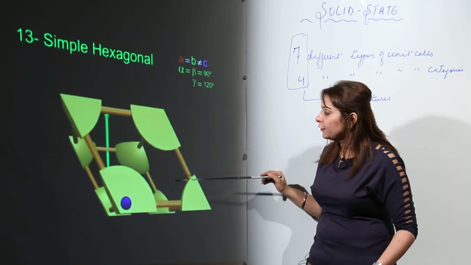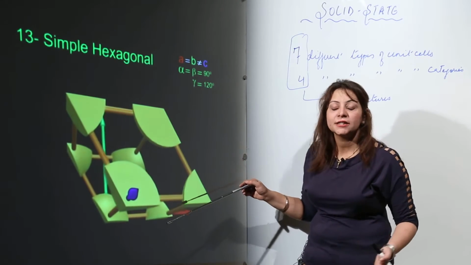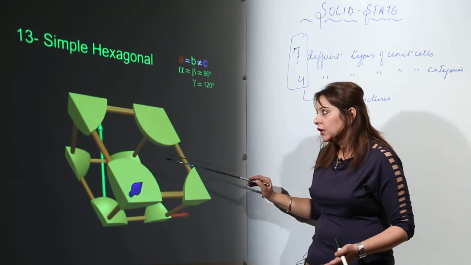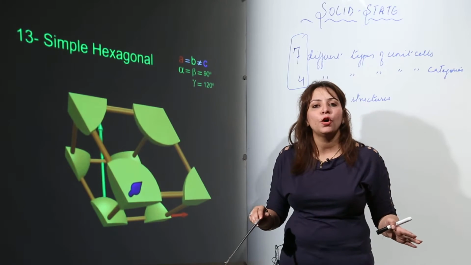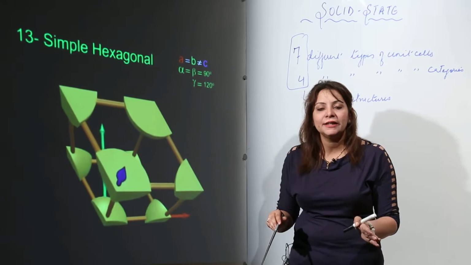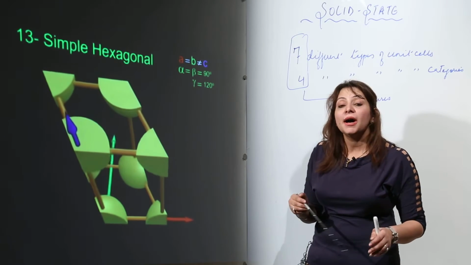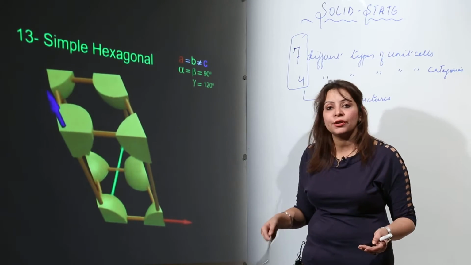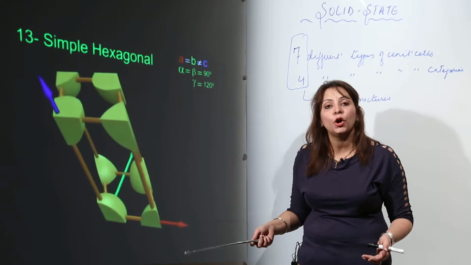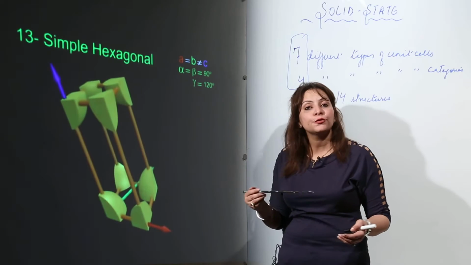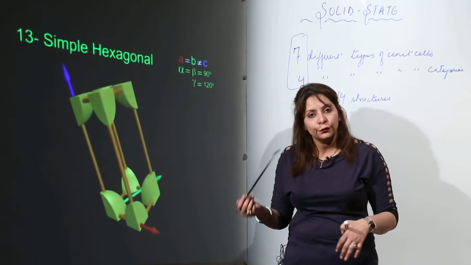And what kind of category does it fall into? Obviously it is a primitive category because you get to see particles only at the corners. Just keep in mind all the unit cell forms always exist in primitive categories. They show a primitive, that is a simple structure. But whether they will show the base centric, face centric or body centric, it depends. You have to learn that, right. So you have to keep in mind which unit cell exists in which forms.